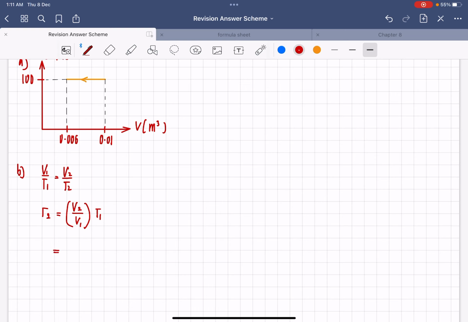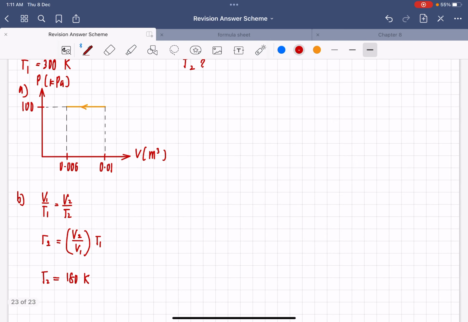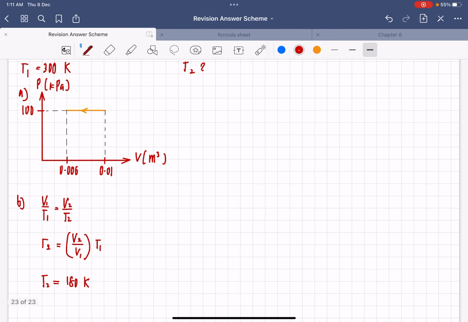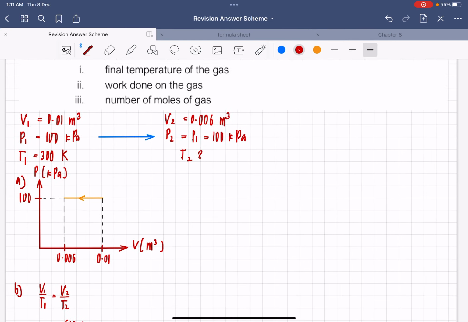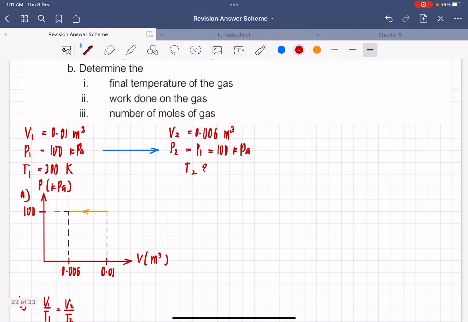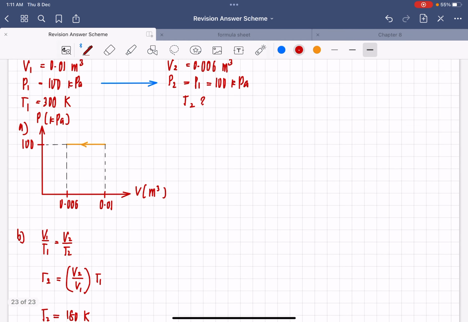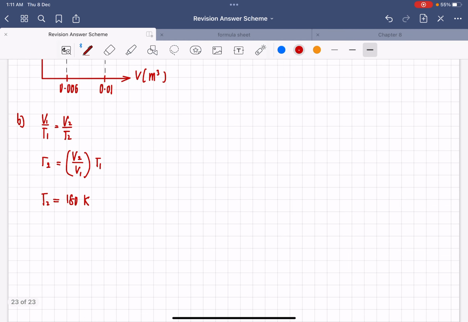So V2 is 0.006 divided by 0.01 times 300 Kelvin, so it's going to be 180 Kelvin. Okay, V2 is 0.006, V1 is 0.01, I flipped it by mistake, it's right. V2 is 0.006 divided by 0.01 times 300. Okay, so it's 180 Kelvin.